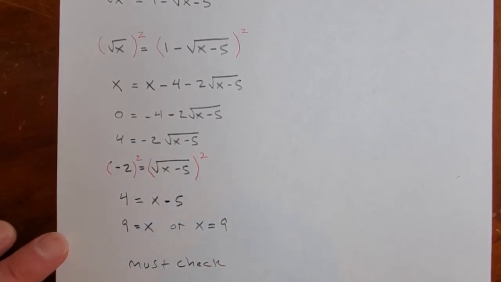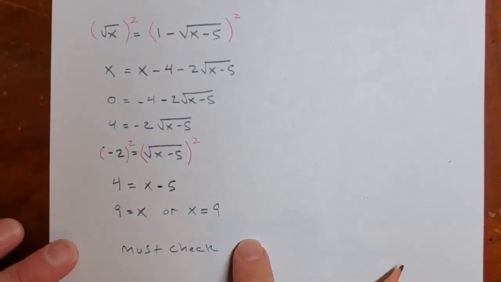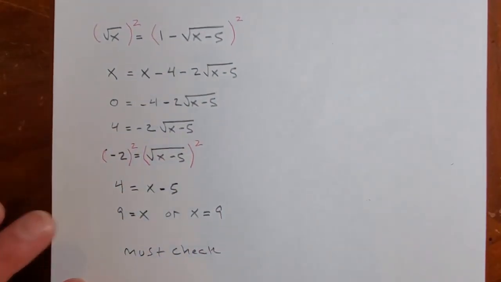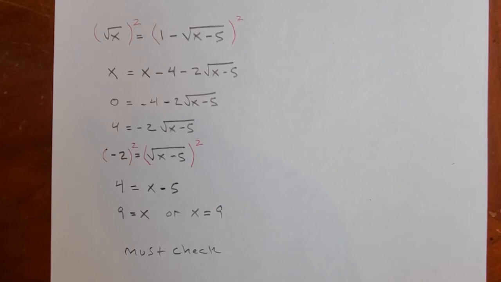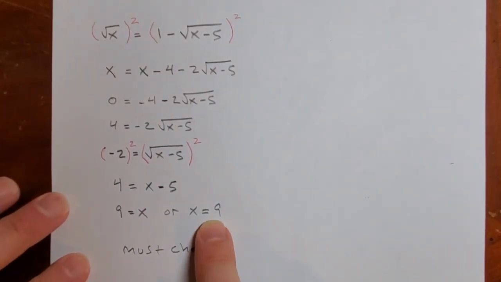It's not like I can say, well, I was really careful and I know I didn't make a mistake, so I don't have to check. No, squaring both sides can introduce false solutions, so we have to check and make sure that it works. Okay, so let's take 9 and check.